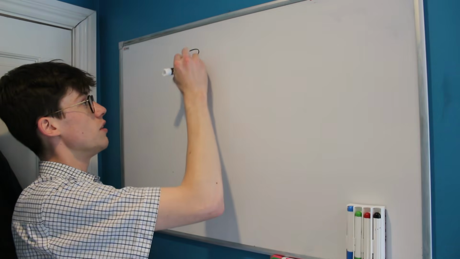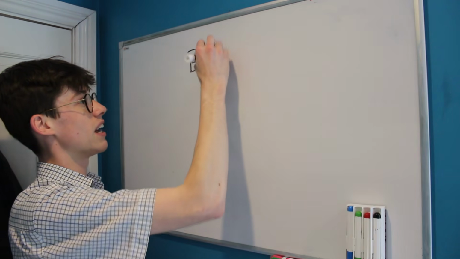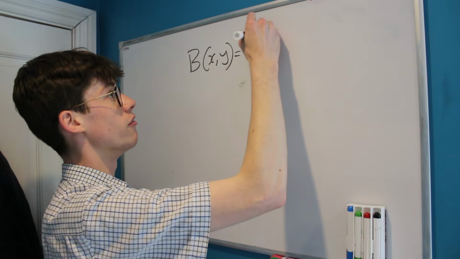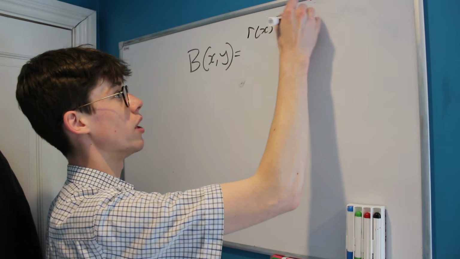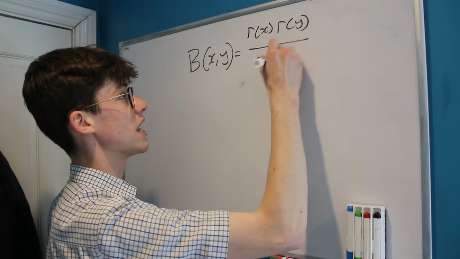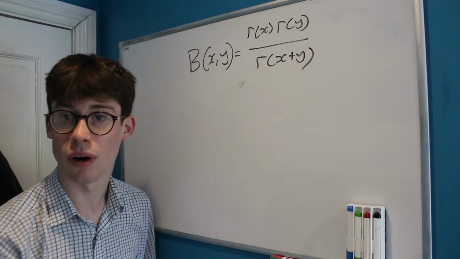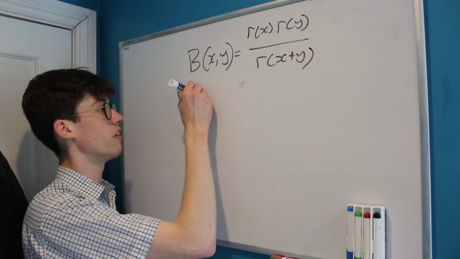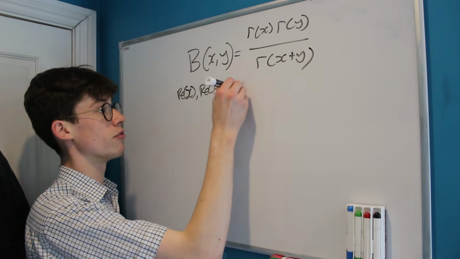The one that we're going to be using today is that beta of x, y is equal to gamma of x times gamma of y divided by gamma of x plus y. And we've just got to keep in mind that this is for the real part of x and the real part of y being greater than 0.